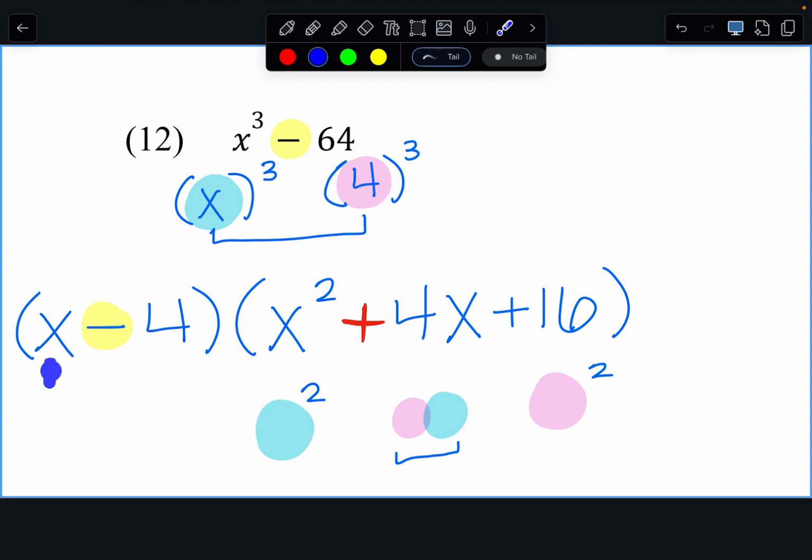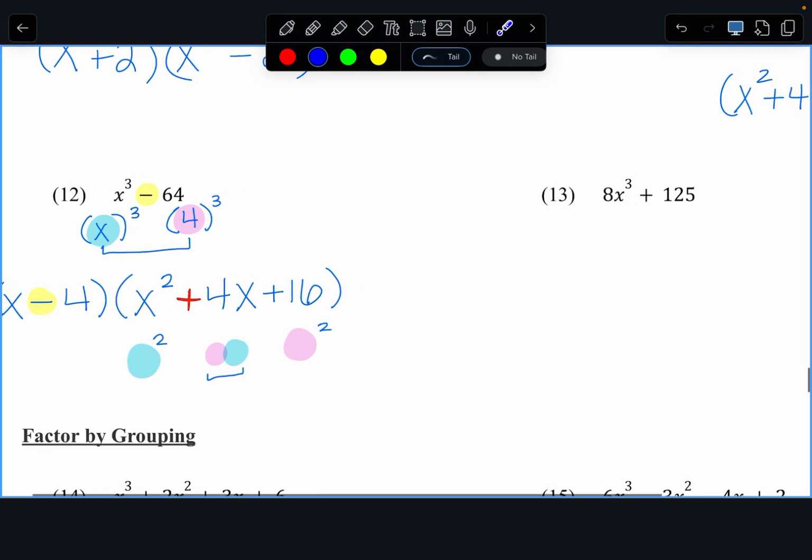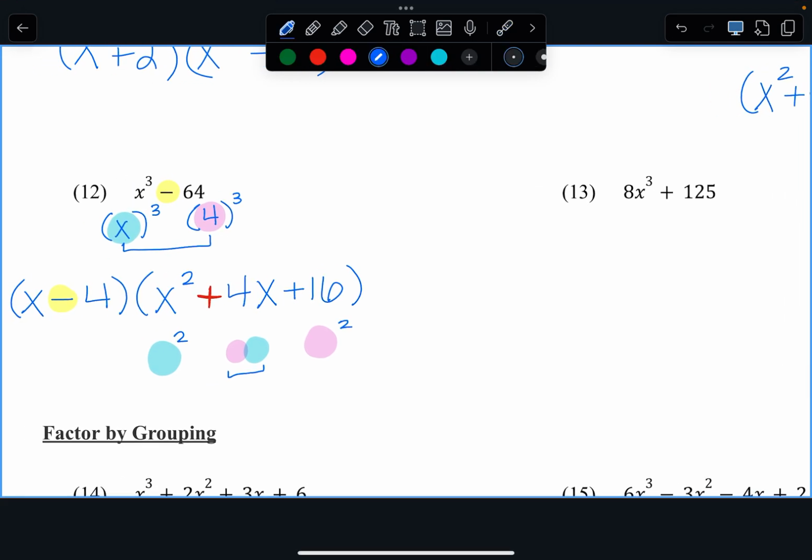I'm taking my first part squared. That first part times itself. Opposite middle sign. First part times second part goes right there. And this part times itself goes there. Okay? We're going to try it again. That is true for cubes that are positive or negative. For 13, there's nothing that those have in common.